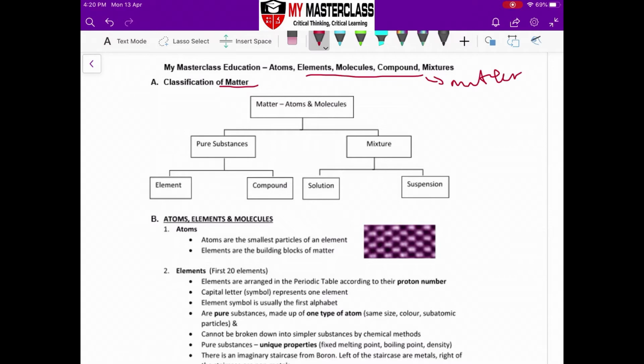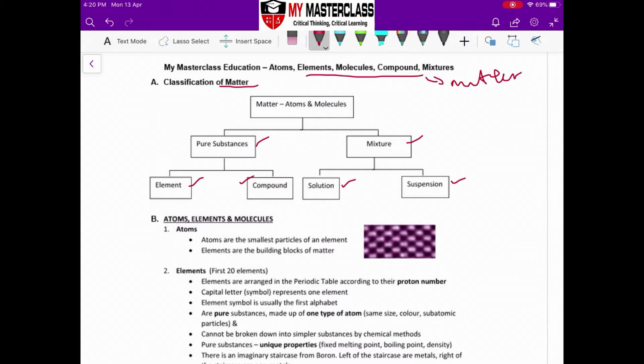So when we classify matter, we group them under pure substances and mixtures. Anything that is pure, we have your elements and your compounds. And anything that's a mixture, we have solutions and suspensions. Solutions and suspensions will be taught in detail in the next chapter.